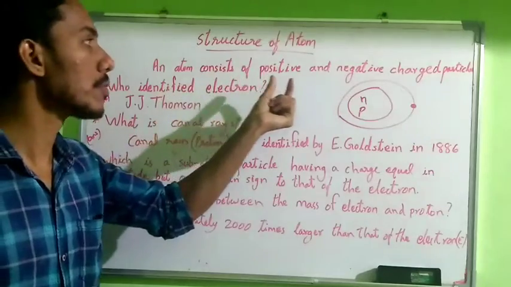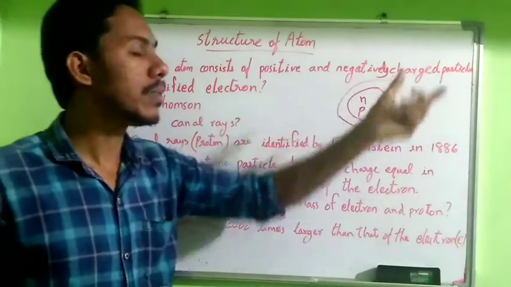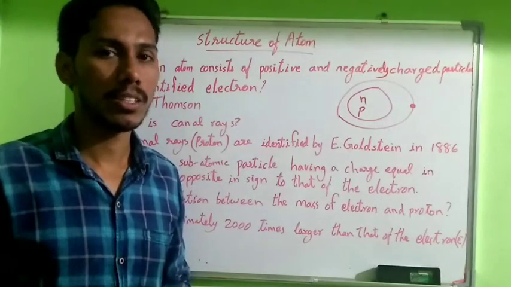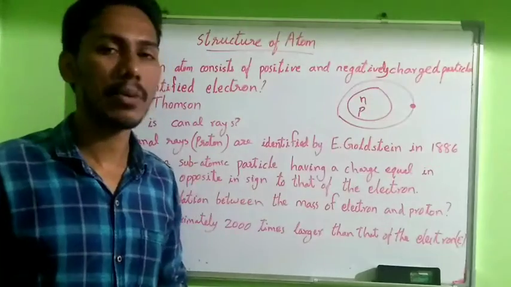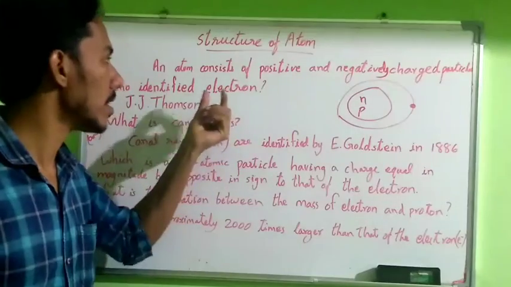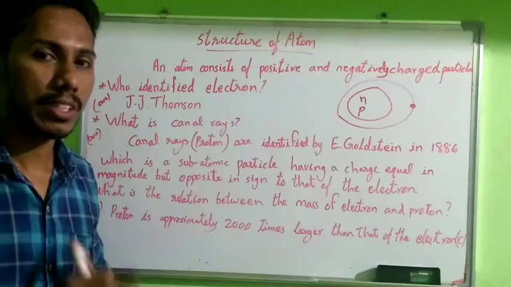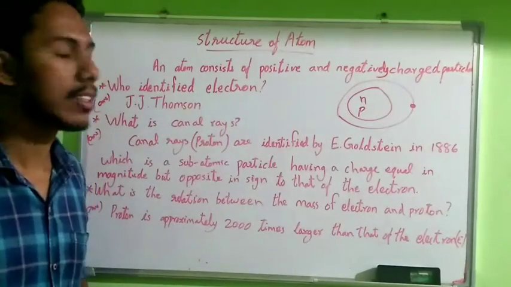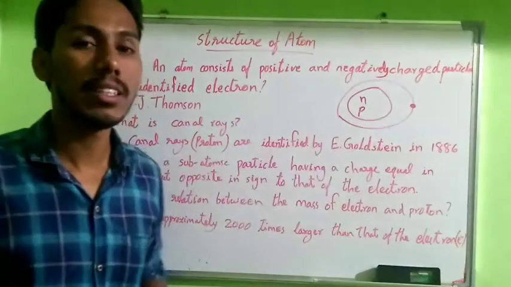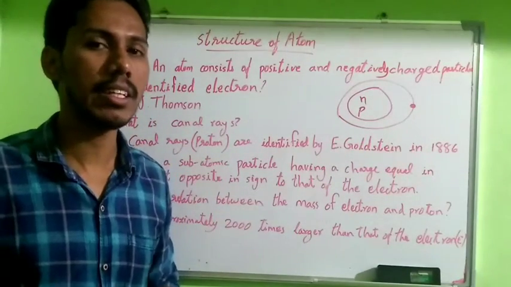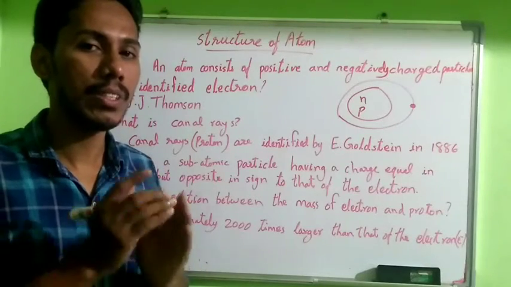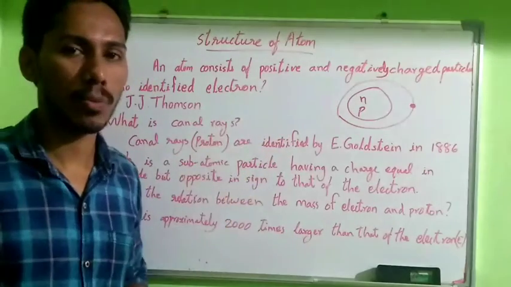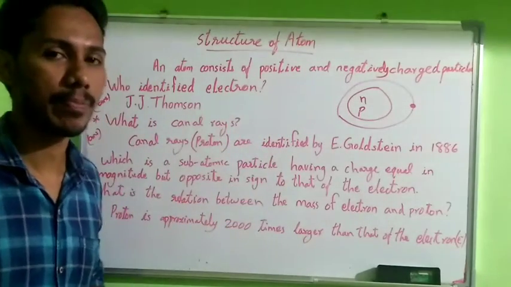An atom consists of positively and negatively charged particles, that is, protons and electrons. Neutron doesn't have any charge. Who identified the electron? Firstly, J.J. Thomson identified the electron as a negatively charged particle. He accidentally identified this negatively charged subatomic particle and named it electron.